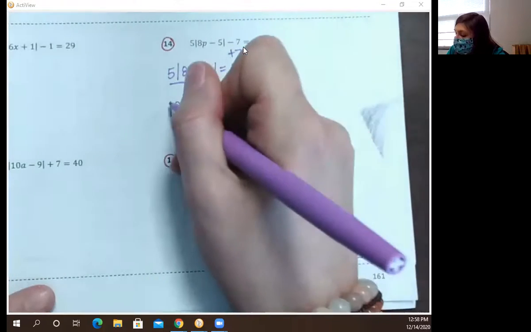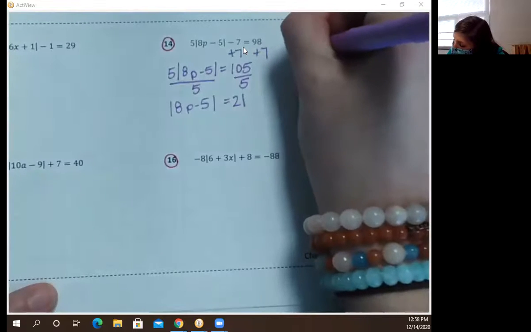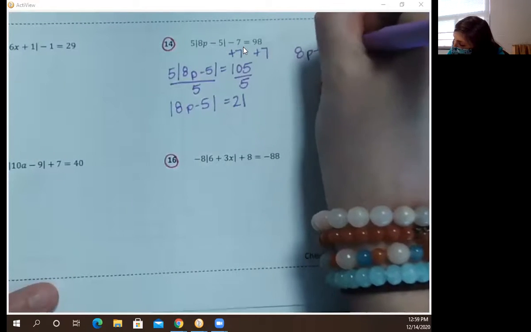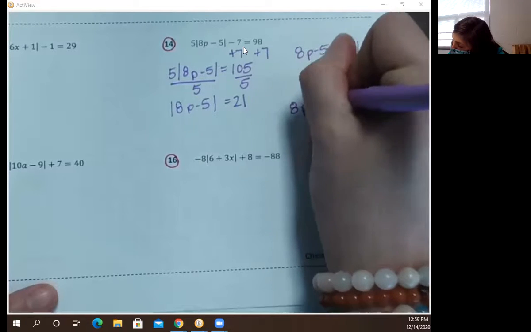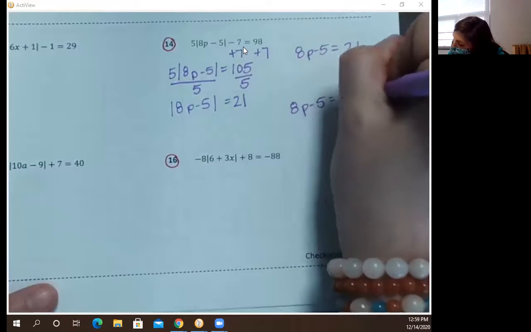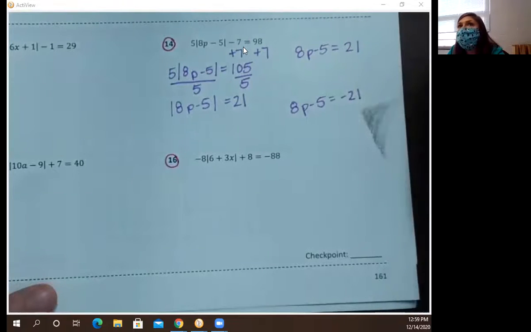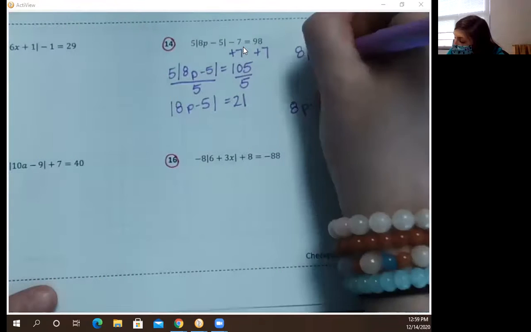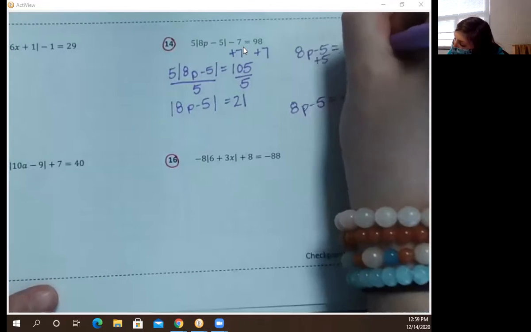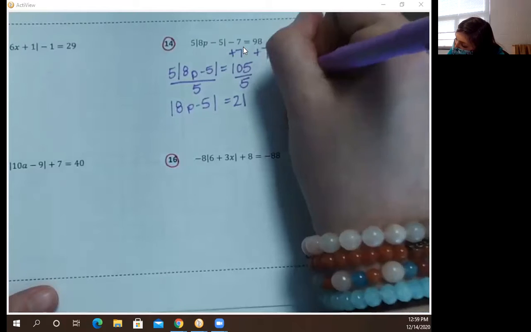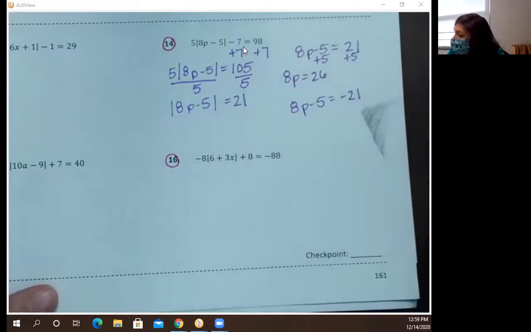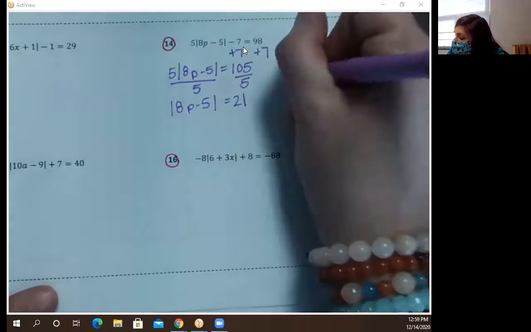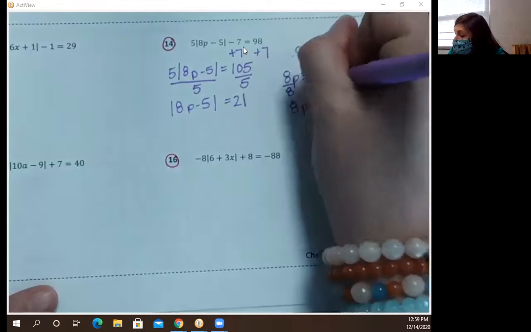From here, we're going to set our absolute value, 8p minus 5, equal to positive 21 and negative 21. And then we'll solve for p in each. I'm going to start by adding 5 to both sides. That gets me 8p equals 26. Then I'll divide both sides by 8.